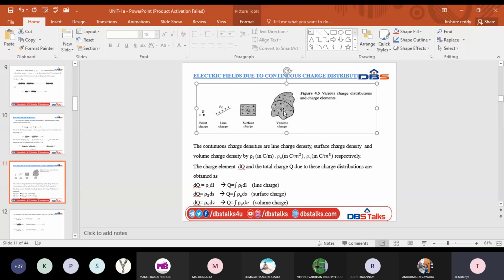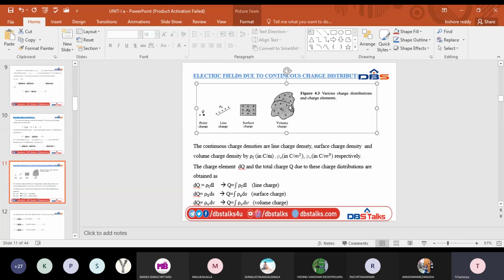And the third is volume charge, which contains area and depth too. See here, this one is the area and it contains the depth. So then it is considered to be a volume charge. The charge may be in the shape of a volume. That is why it is considered a volume charge. The charge density of a volume charge is rho suffix V.